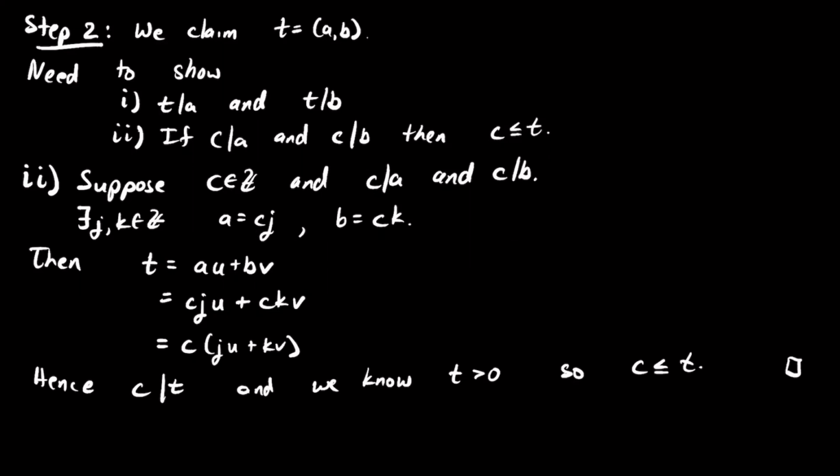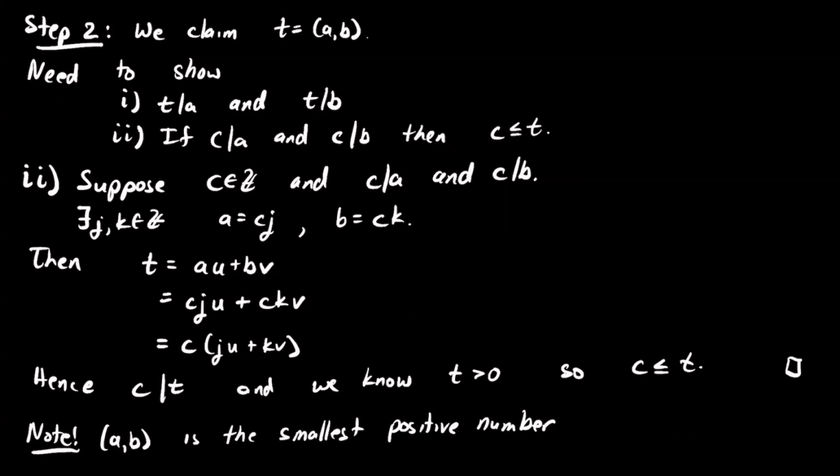And one thing I'll note here, one observation. Note, not only is the GCD a linear combination of A and B, it's the smallest positive linear combination we can make with A and B. So the GCD of A and B is the smallest positive number we can express as AU plus BV. So this is the smallest positive number. It's the smallest element in that set S.